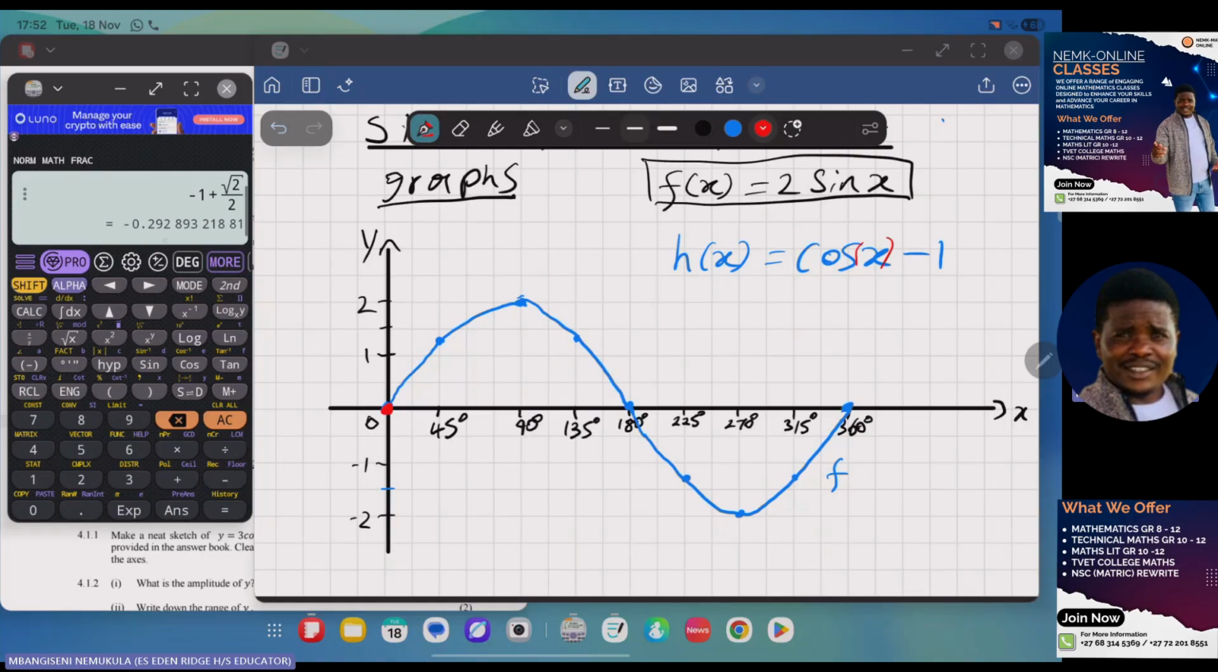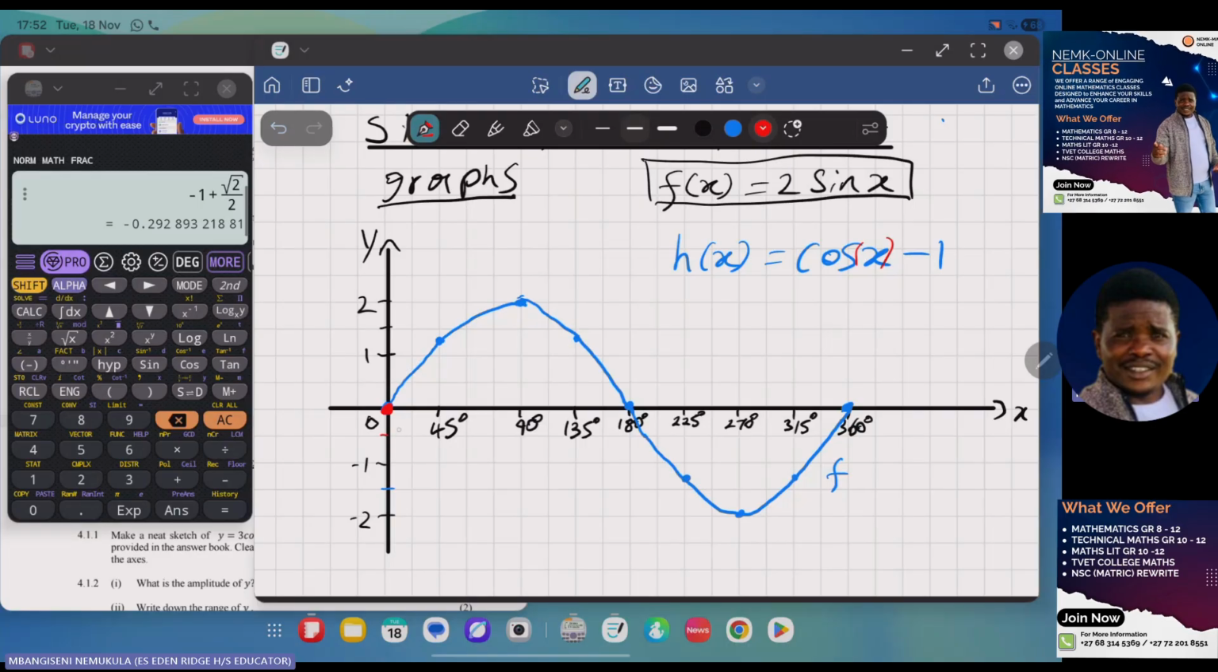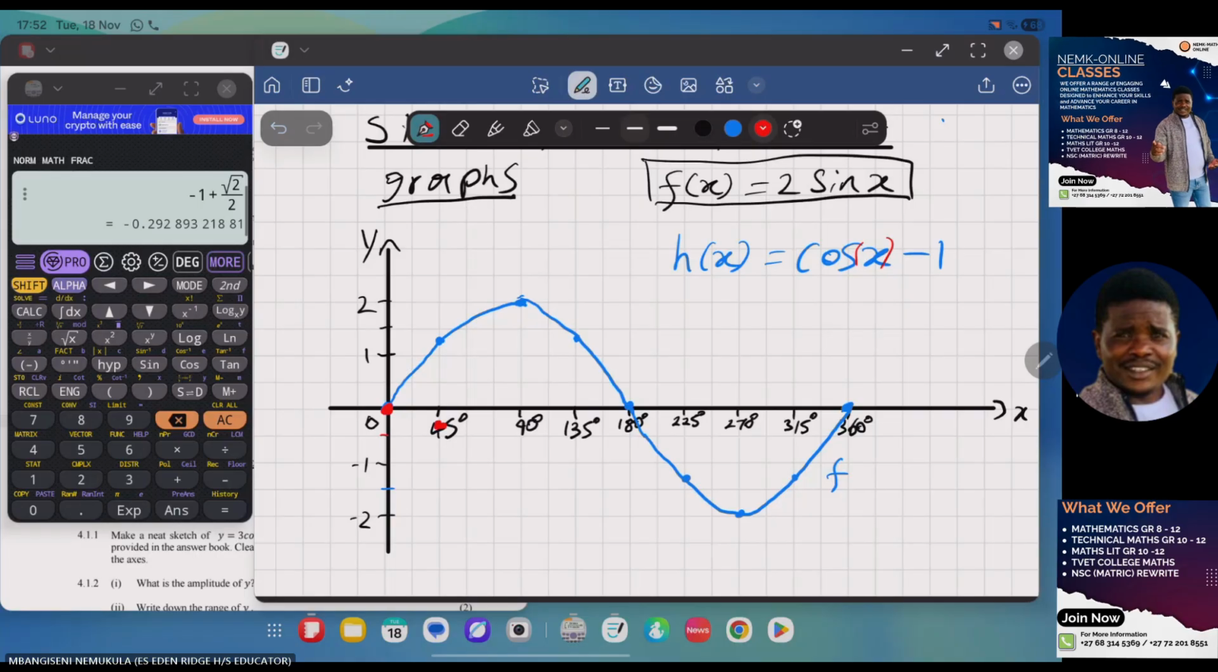Let's navigate down. If we put 45 there, we get negative 2,9. Now we need to estimate where we will get negative 2,9. Let's see, I think here it's negative 0,5. So negative 2,9 will be somewhere here. So we'll have our dot there, something like that.